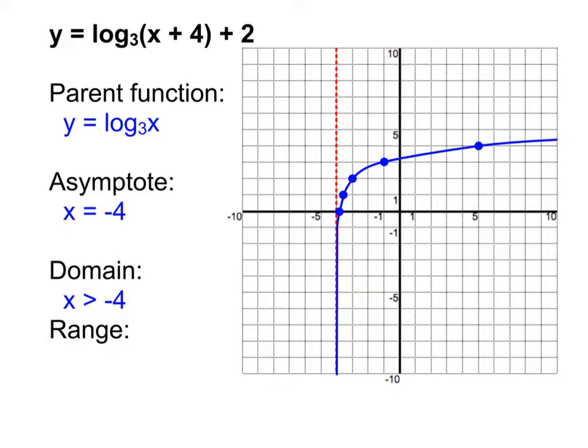All right, so what's the range? Yeah, that one is all real numbers. Because it's going up forever and down forever. Every single log graph will have a range that is all real numbers.